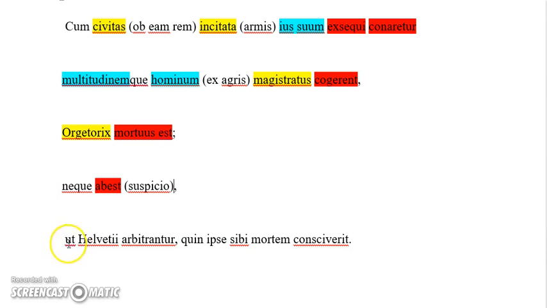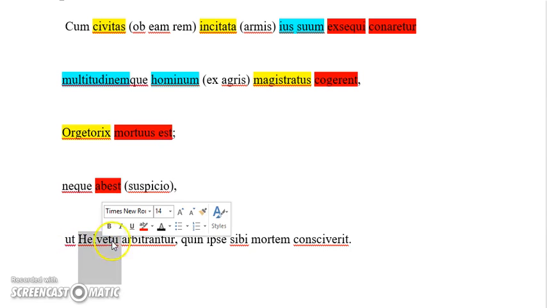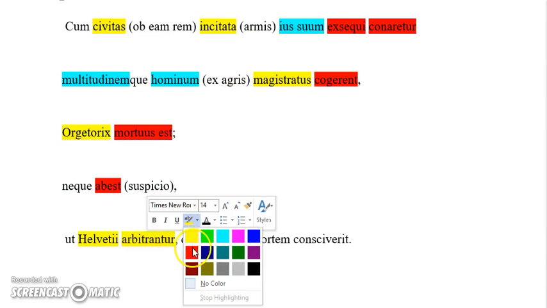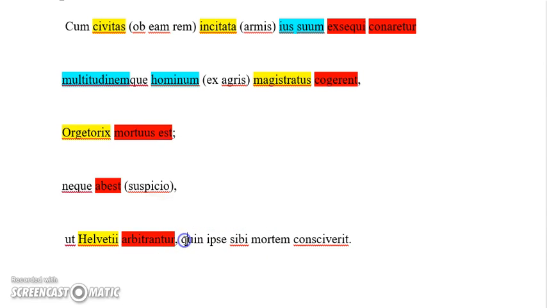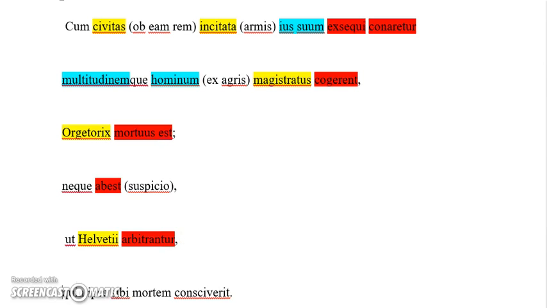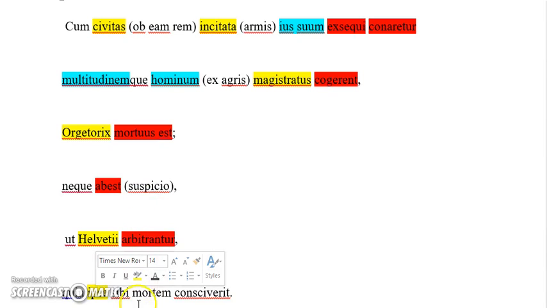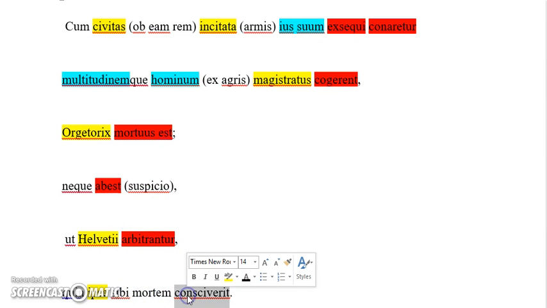And here it's going to be as Helvetii. It's your subject. Arbitrantur, a deponent verb, think. That ipse, he himself, sibi mortem conscivisse, means committed suicide.